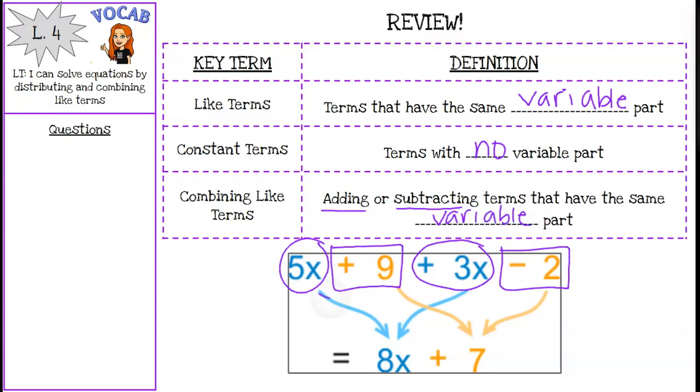That would be like adding 5x and 3x to make 8x, and then combining 9 and -2 to make +7, because we can combine them by aligning them with their like terms.